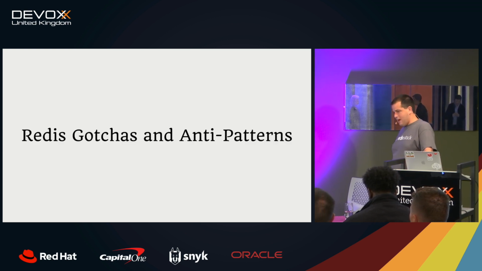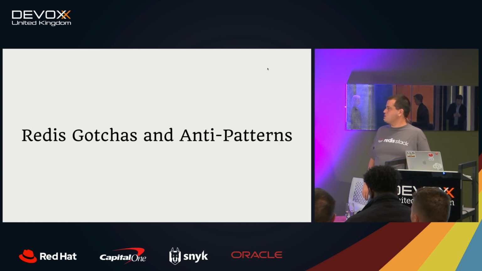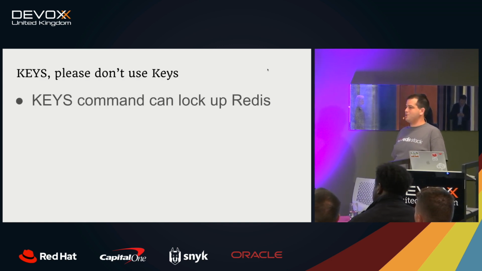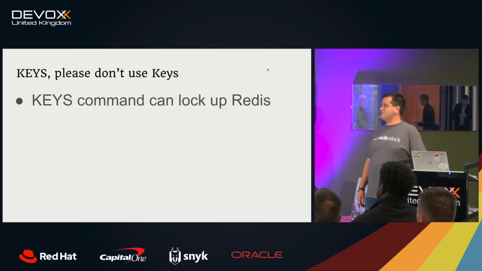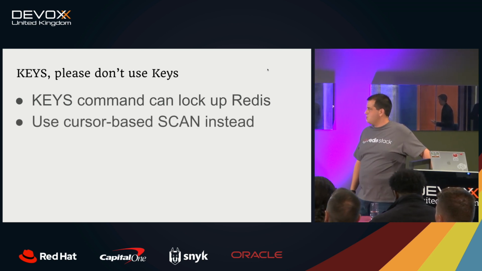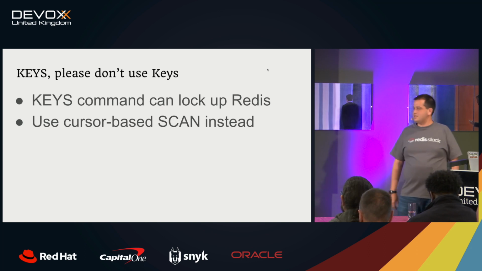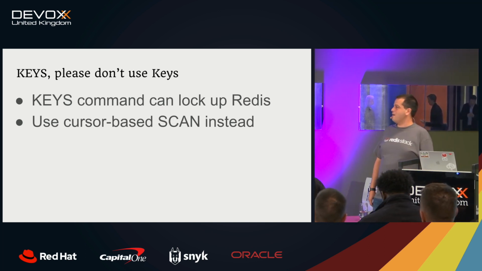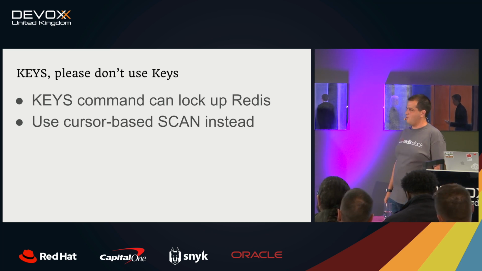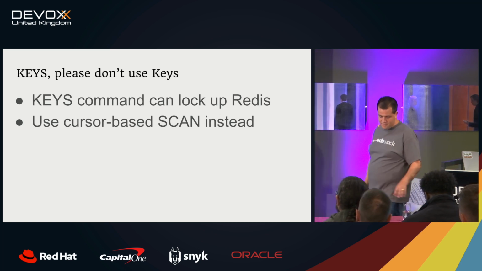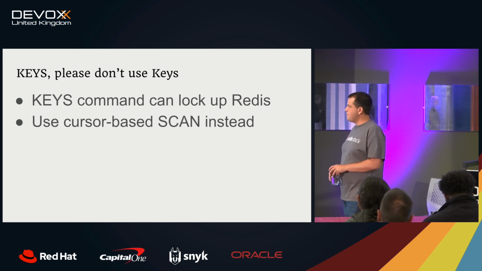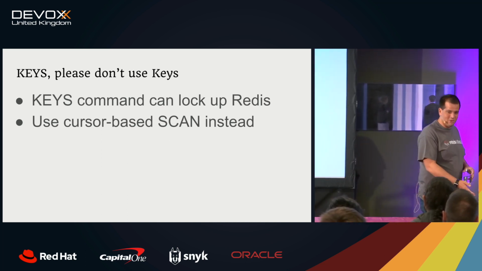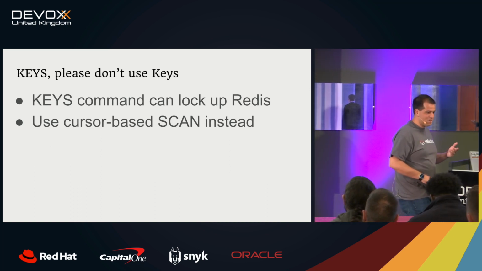Now, I only have 9 minutes left, so I'm going to quickly go through some of the gotchas and anti-patterns. Keys, please do not use the keys command in production. The keys command can lock up a Redis instance in a hurry. Use a cursor-based scan instead. I could not tell you how many people we've had say, oh, my Redis instance is deadlocked. Oh, what command are you running against it? Keys. How many keys do you have in your database? I have 4 billion keys. The keys command has to iterate over all of them and return them all to you in order to complete. So please don't use the keys command.